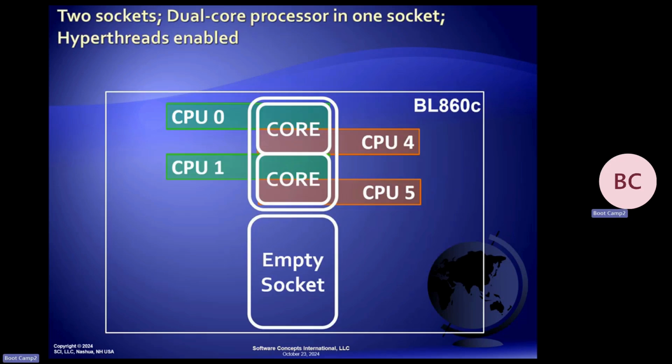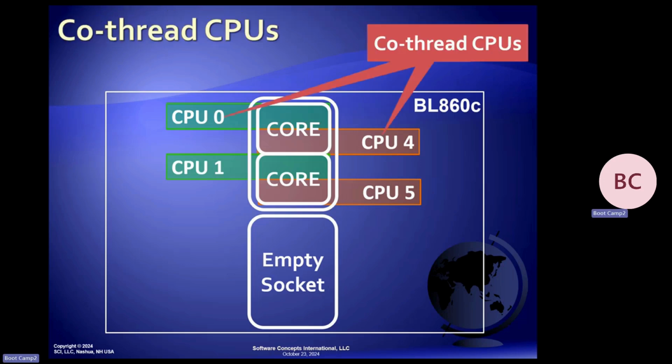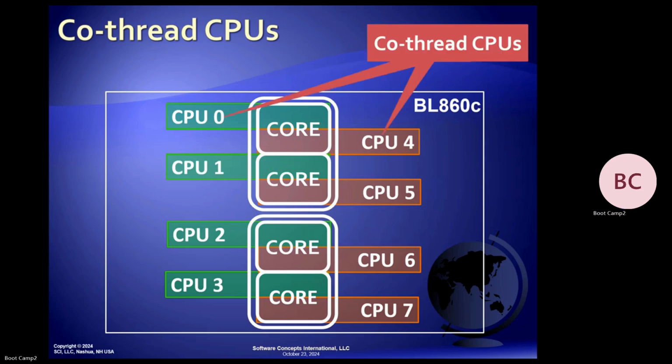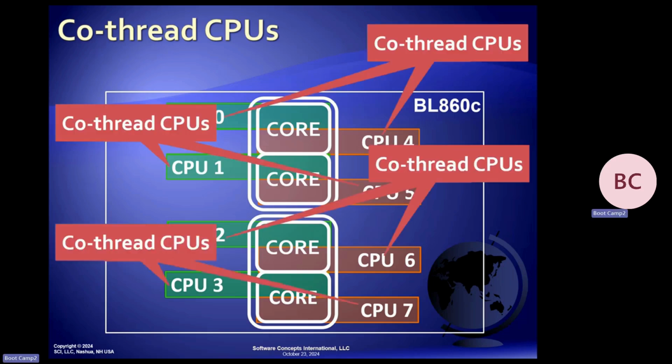A system might have a couple of sockets. One of them might be populated, one of them might be free, it just depends. But within there, if you have hyperthreads enabled, there are going to be pairs of the CPUs, as they appear to VMS, that are sharing the same core. So in this case, the co-thread CPUs are 0 and 4 here. It looks like it's a 4 CPU system, but it's really only 2 cores, 4 CPUs as far as VMS appears. If you fill the extra socket, you get more. But in any case, you've got these co-thread CPUs sharing a core.